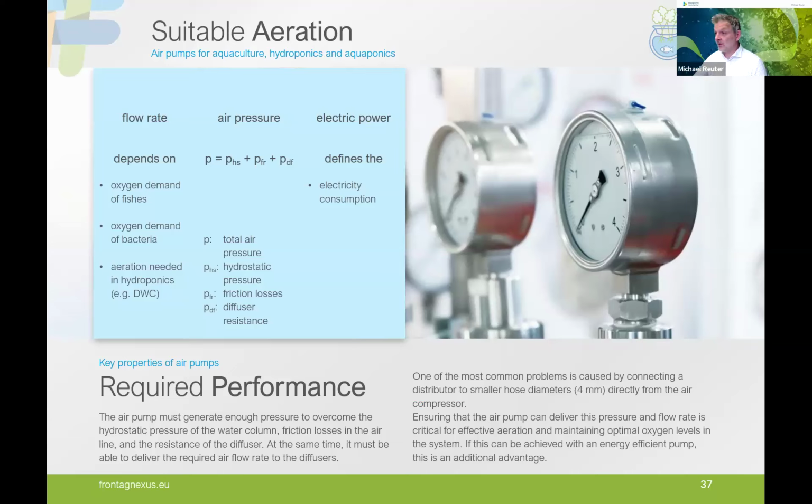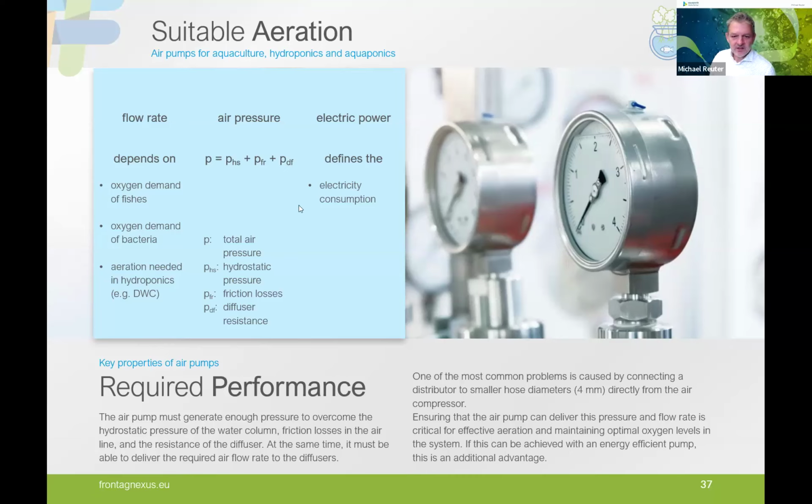If you would now want to choose the right air pump, we would have to look a little bit at the same characteristics as for a water pump. We would have to look at the flow rate that depends on the oxygen demand of the fish and also the oxygen demand in our biofilter, if we have one. And that would also have to be aerated probably. And also aeration that we would probably need in our hydroponics if we have an aquaponic system. Like in the deep water culture, some deep water culture designs need also aeration.